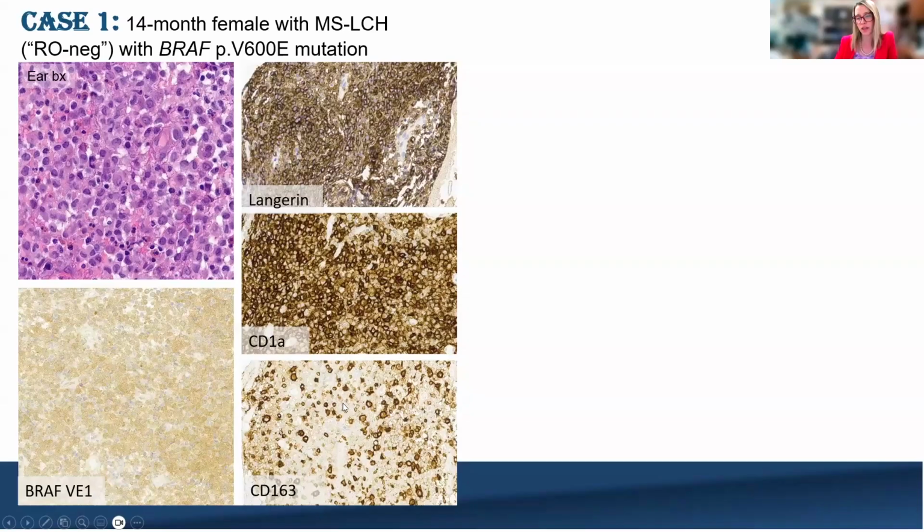CD163 highlighted a few cells, but mostly negative. The mutant-specific BRAF VE1 immunostain was a little on the light side for my liking, but this was a consult case, and it was confirmed with the mutation. So this was real staining.